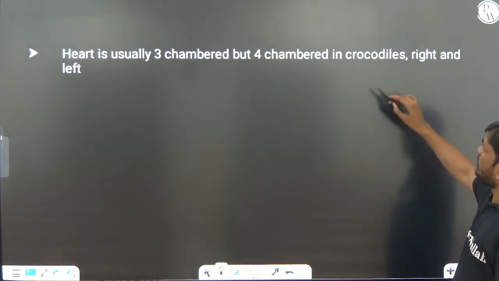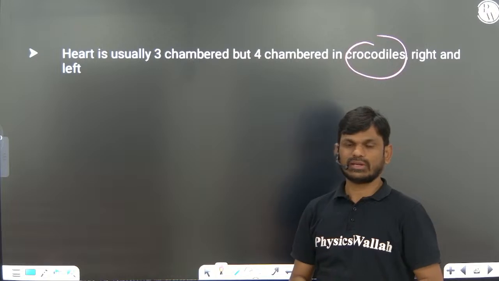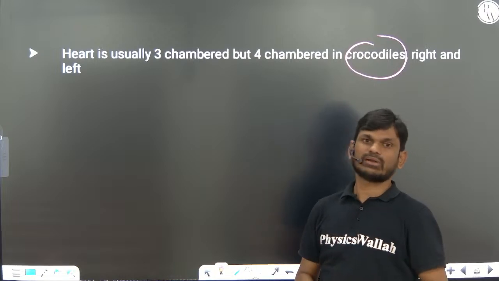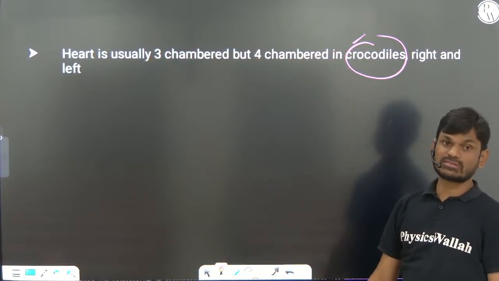A 3-chambered heart is present except in Crocodilia. So there will be right and left atria and a single ventricle. A 4-chambered heart is present in the crocodile, so that is the one exception.